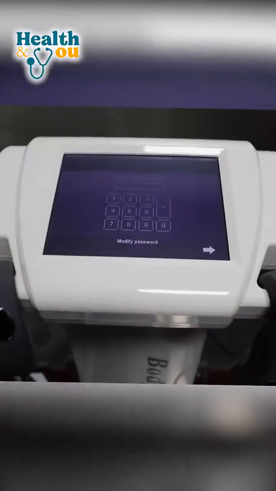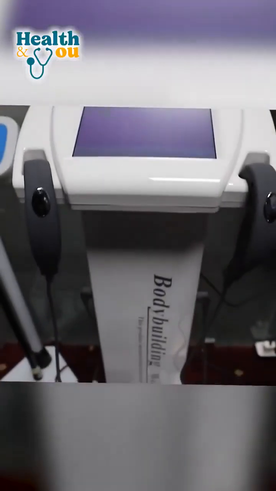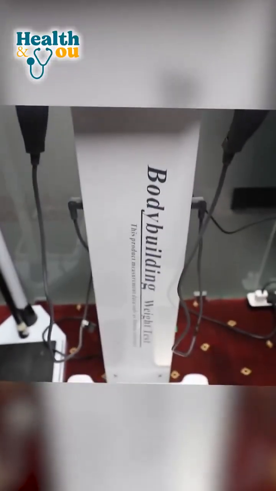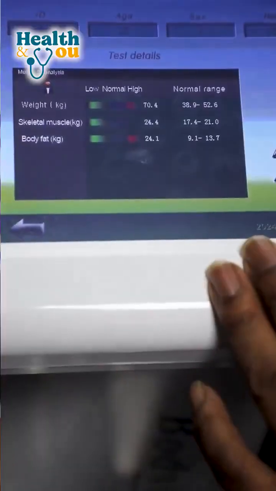But of course, with the advancement of technology and science, nowadays we use body composition analyzers, which are more advanced and can get into detail to give us the real picture of your obesity status.